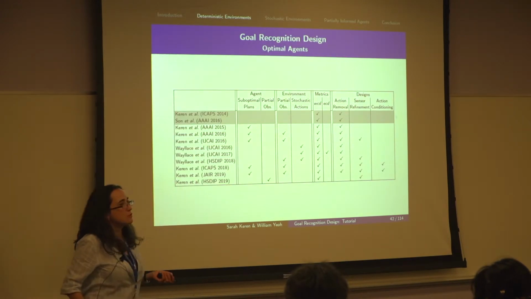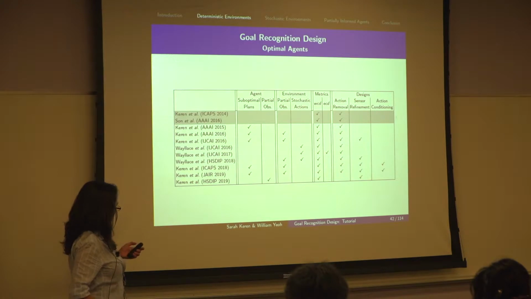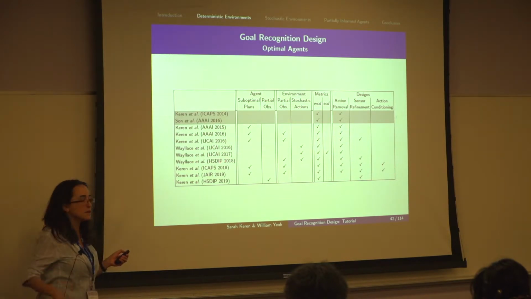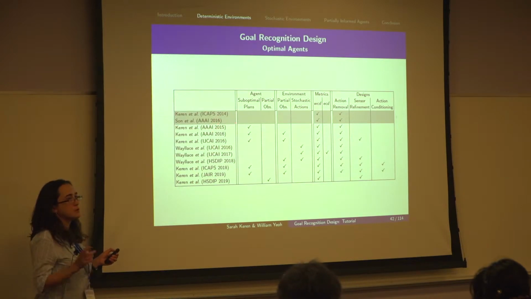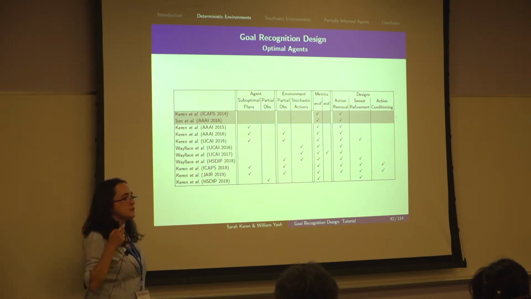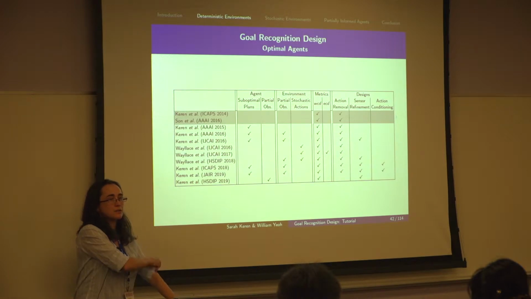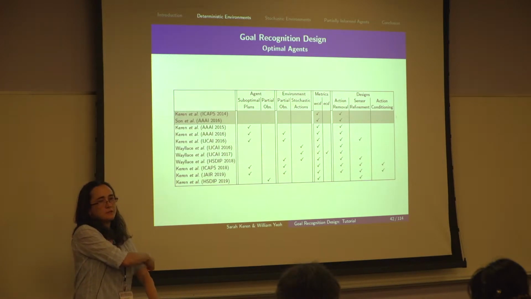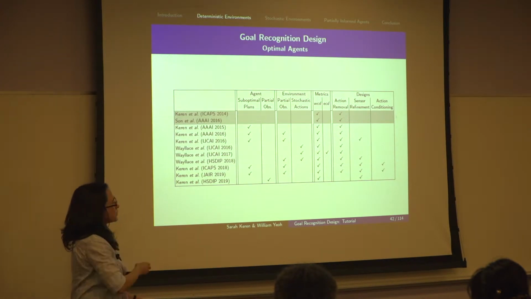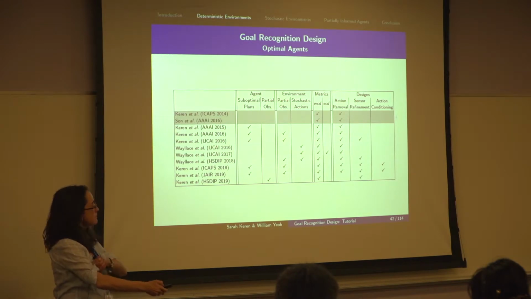So what I covered so far is our work from ICAPS 14 and Sonnet et al.'s work from AAAI 16, where they modeled goal recognition design as an answer set programming problem, and they managed to beat our techniques by far. So for fully observable settings, answer set programming proved to be more effective.